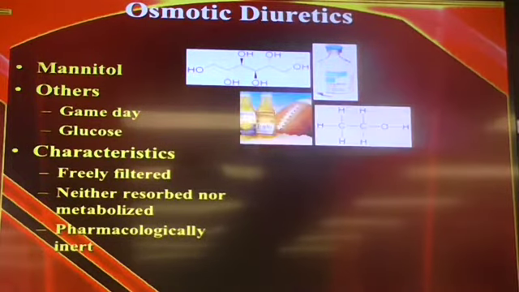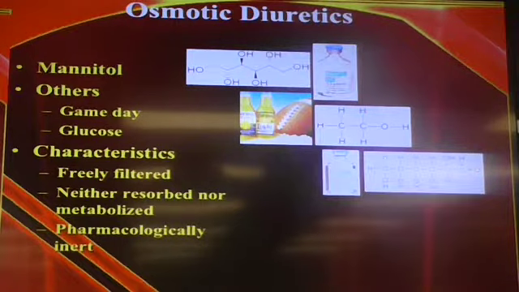Now, the most common osmotic diuretic is ethanol, our game day diuretic. And if you've taken this, who hasn't, then you know that. You spend more time in the bathroom on game day than you probably want to because of this diuretic effect. There are others, glucose. One of the reasons that the diabetic animal urinates is because the glucose is an osmotic diuretic. They urinate like crazy.